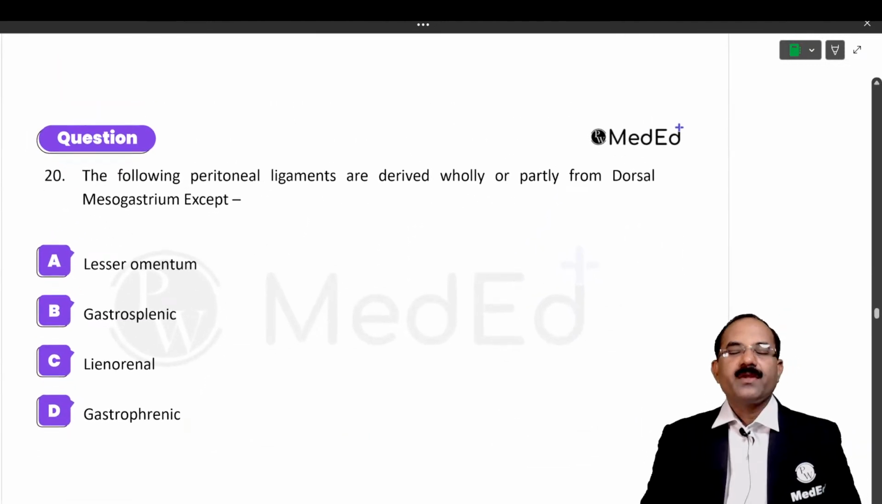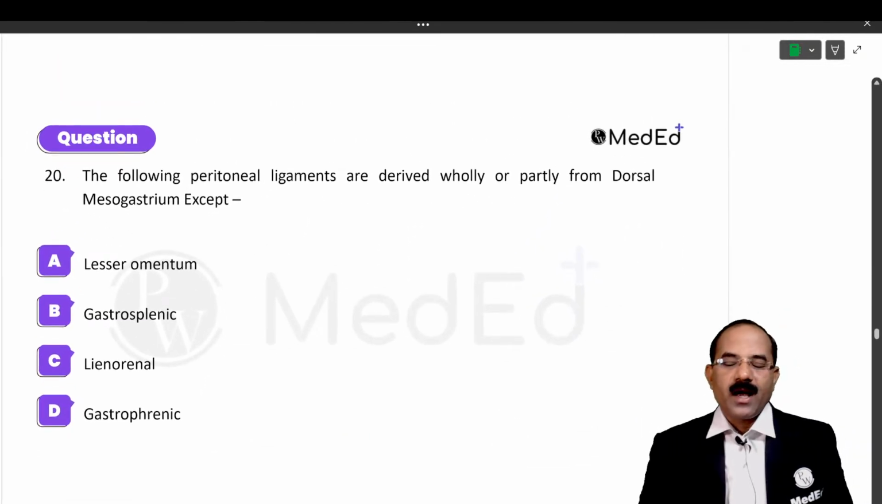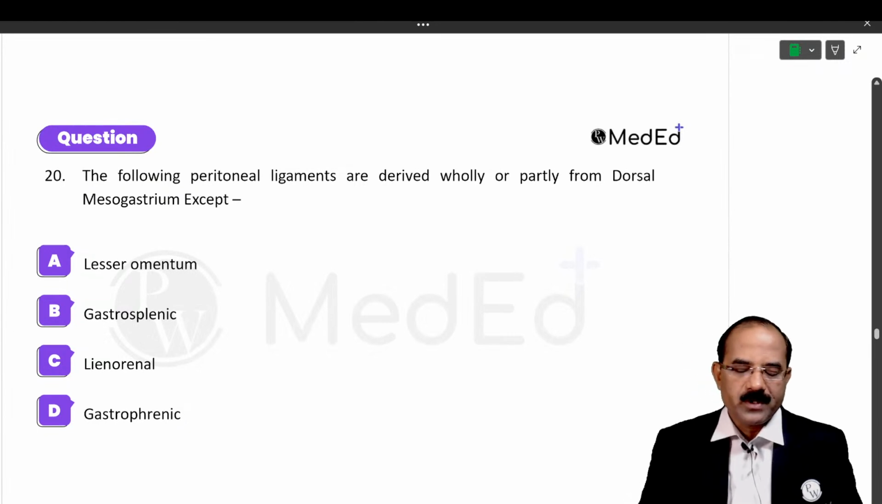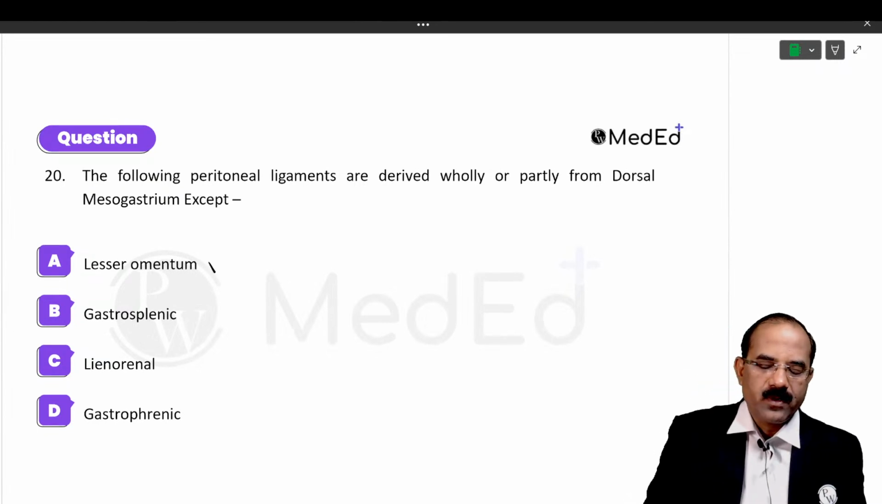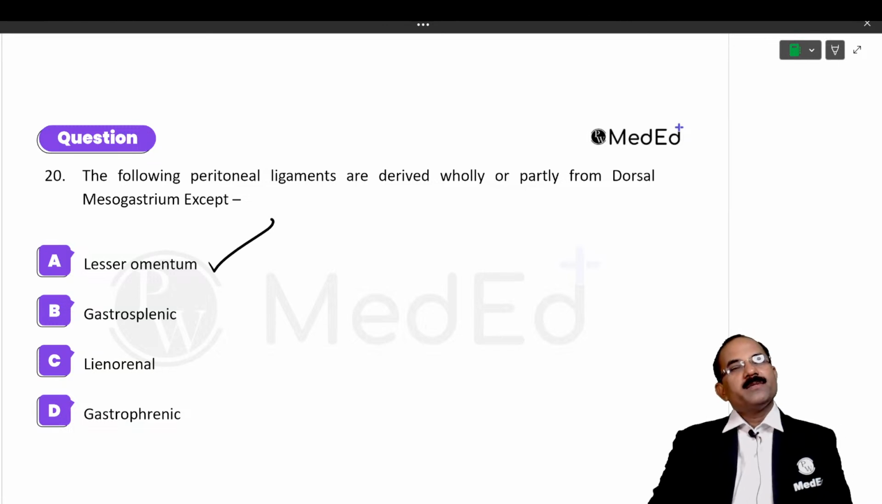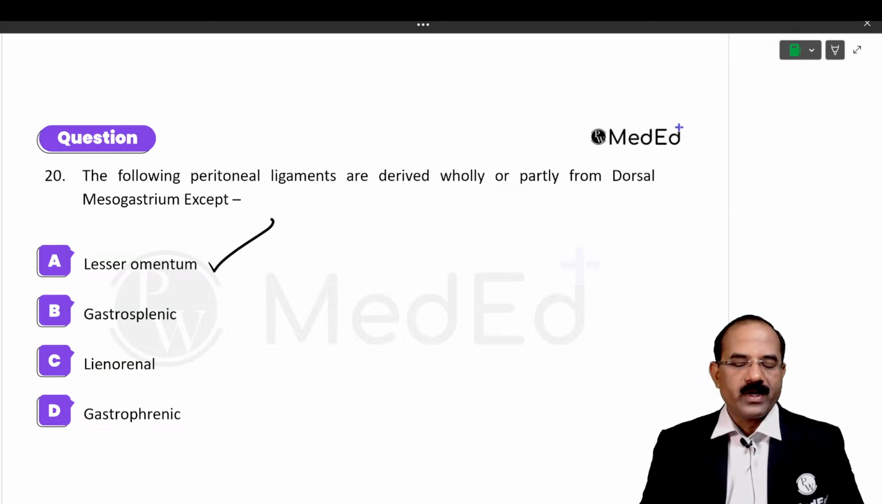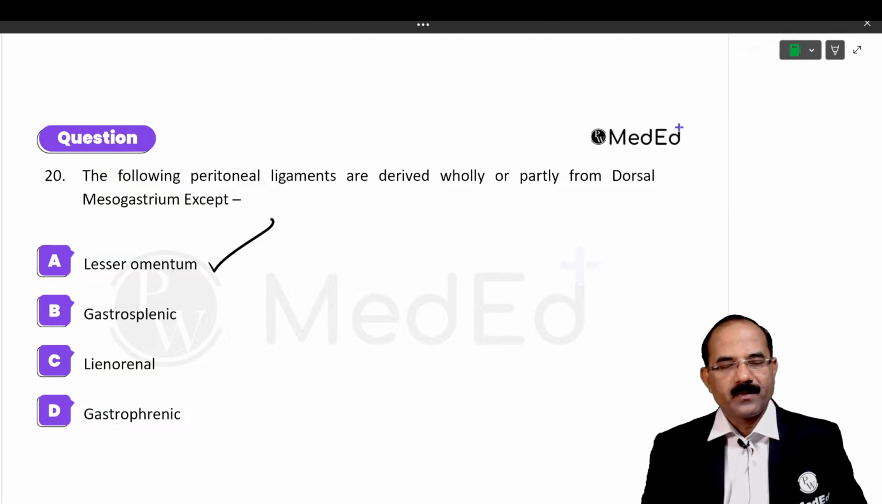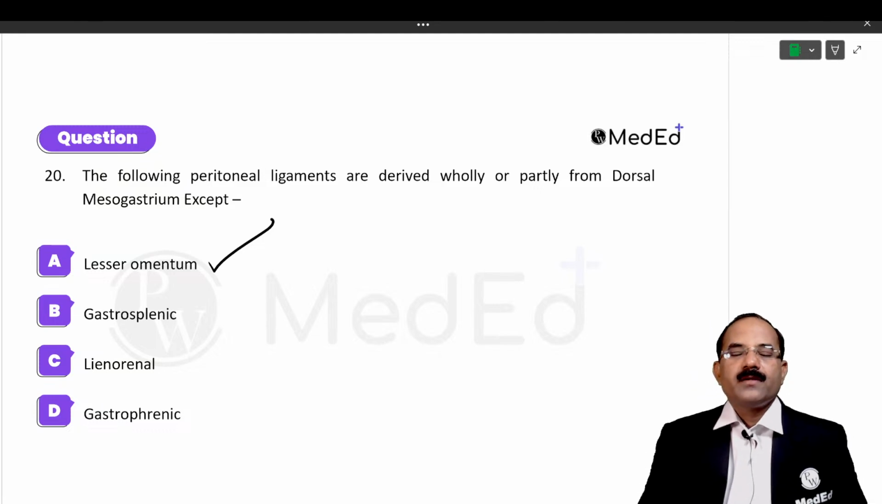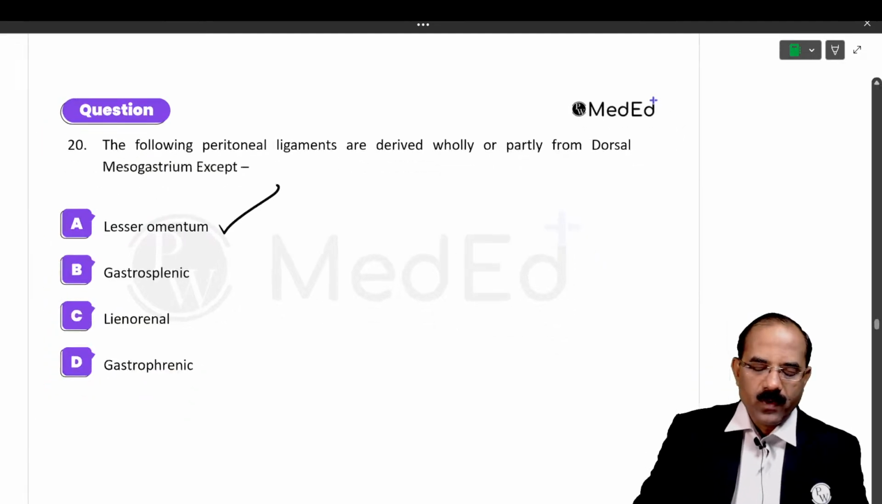Chalo, answer this now. The following peritoneal ligaments are derived wholly or partially from the dorsal mesogastrium except the lesser omentum. Lesser omentum is derived from ventral mesogastrium. Ventral mesogastrium से derived होता है. Fine. Okay, that's it.